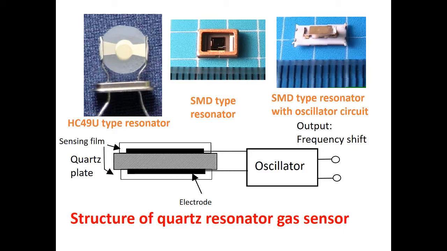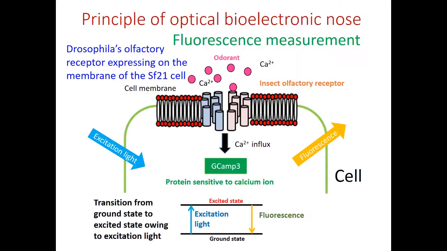This is a very typical quartz crystal microbalance gas sensor, and this is a top view. This is an SMD type. SMD means surface mount device type resonator. This is a small one, and it also includes the oscillator chip just behind the quartz plate. So these are quartz resonator gas sensors.